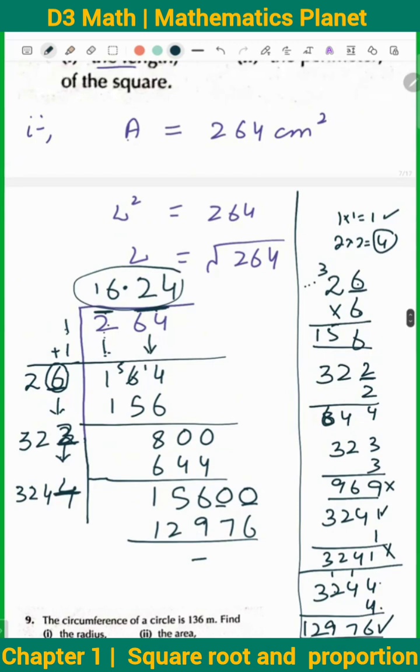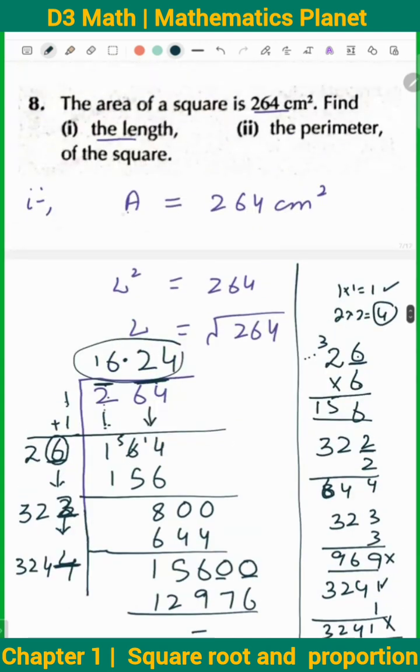So what will be the square root? Area is given 264, so L is equal to square root of 264. So L is equal to 16.24. Okay, so we get the answer for our first question.